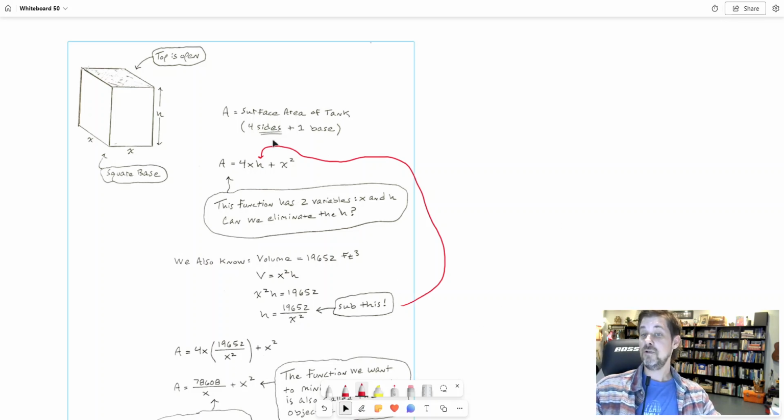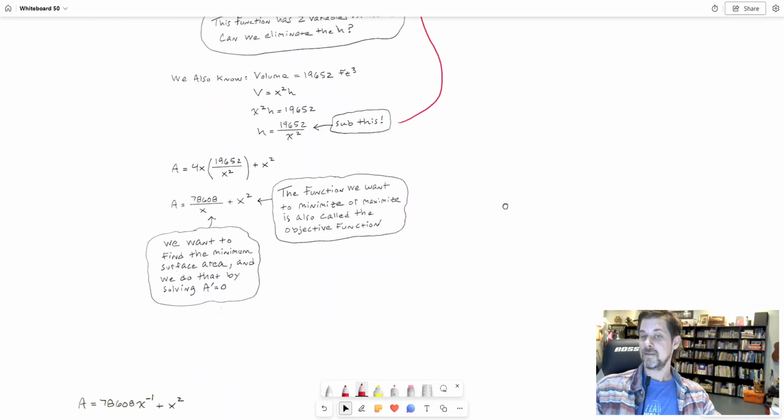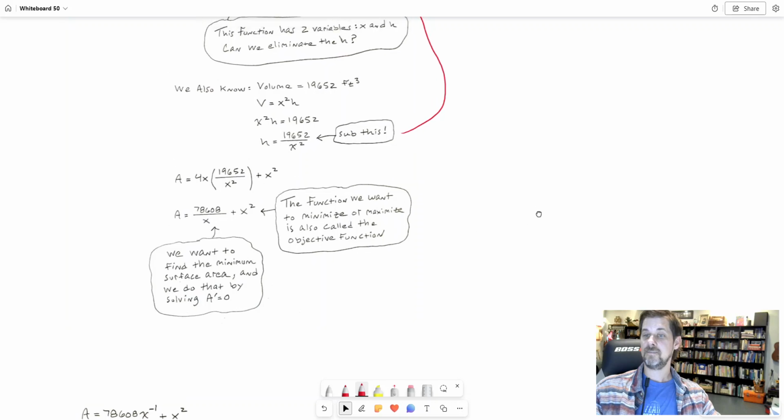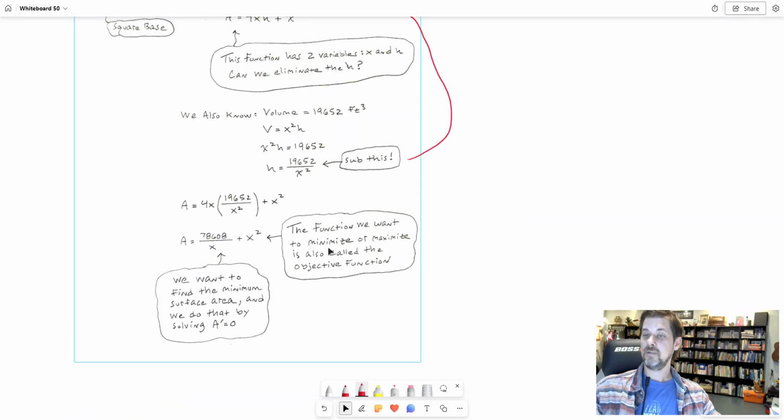So if you do that, then you'll get 4xh plus x squared. If you cancel the x's and multiply 4 times that number, you get 78,608 over x plus x squared. Now that's the function that we want to find the minimum of. We want to find the minimum surface area.